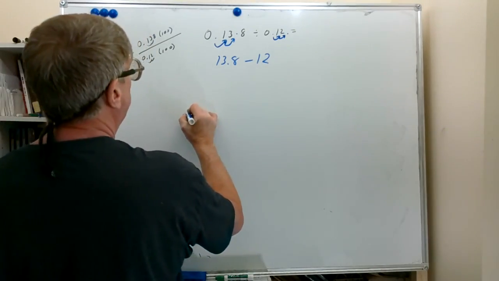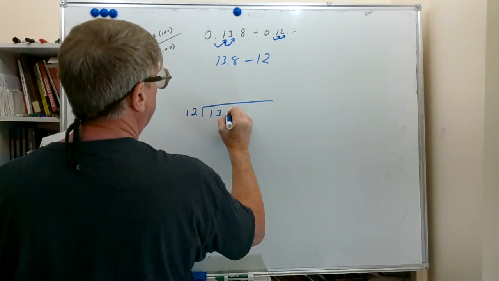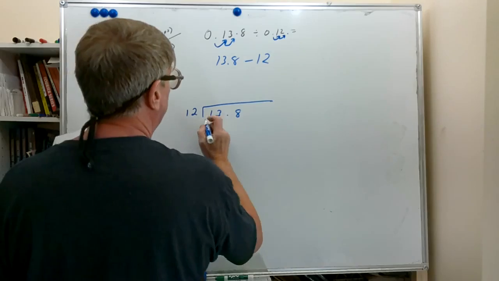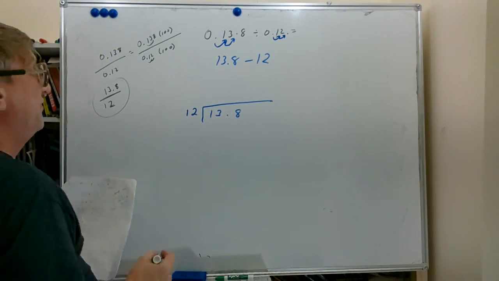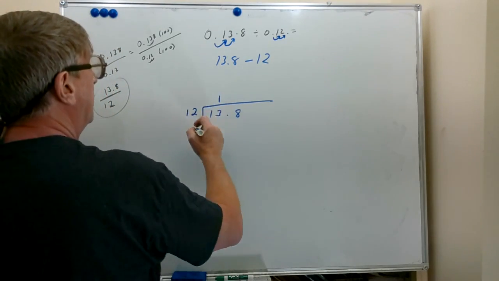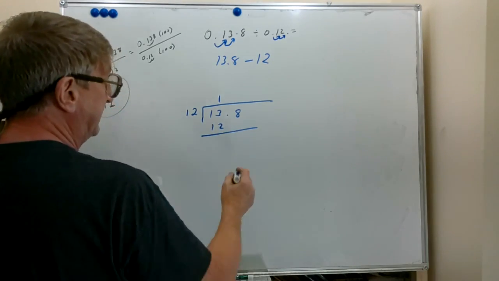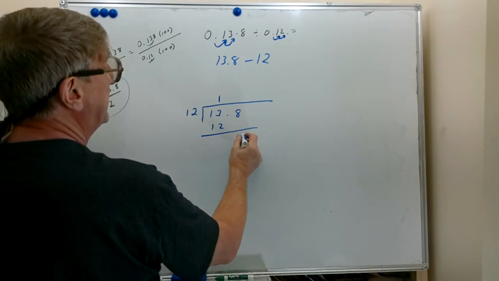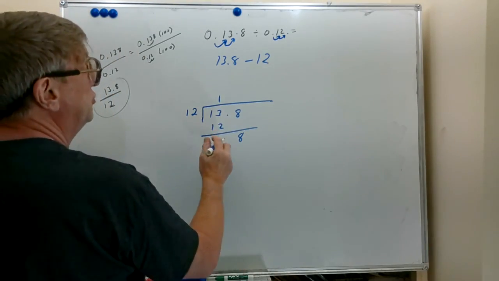So now we can go 12 into 13.8 using long division. 12 goes into 13 one time. We multiply 1 times 12, we get a 12 here. We subtract. The 8 minus 0 becomes still 8. The 3 minus 2 becomes 1.